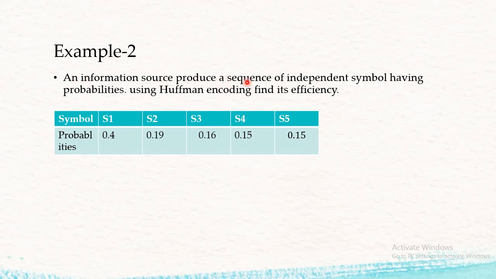Next one is the second example. An information source produces a sequence of independent symbols having the probabilities given below. Using Huffman code, find its efficiency. Here the symbols given to us are S1, S2, S3, S4 and S5 with the probabilities 0.4, 0.19, 0.16, 0.15 and 0.15. So let's begin.